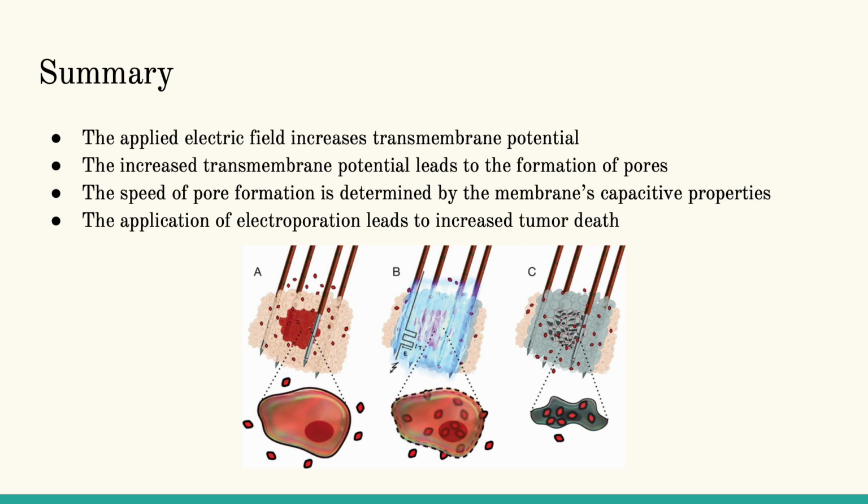I will now summarize the process of electroporation in terms of applied concepts. First, an additional electric field is applied to the area where pore formation is desired. Doing this greatly increases the transmembrane potential of the cell. This large increase in transmembrane potential leads to the disruption of the lipid bilayer stability, leading to the formation of pores. The speed of the formation of these pores is determined by the capacitive properties of the lipid bilayer as an insulator.